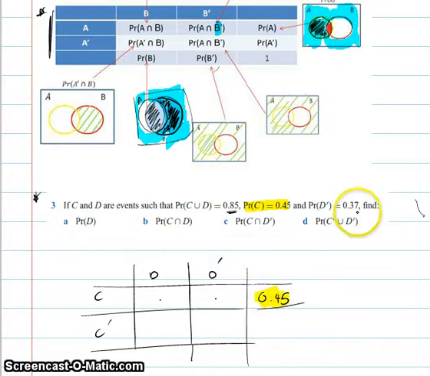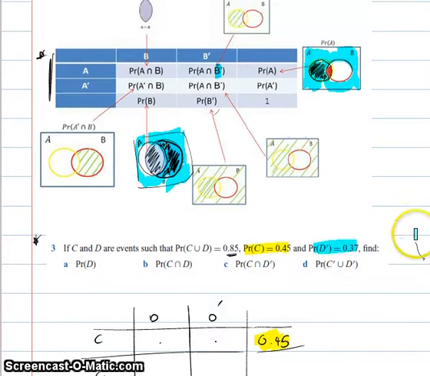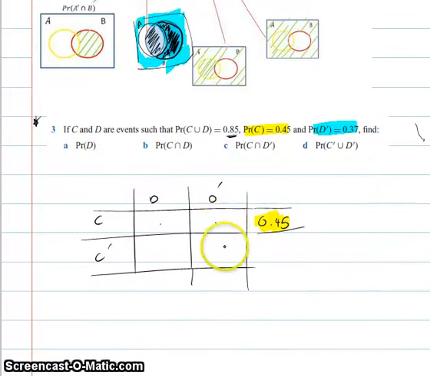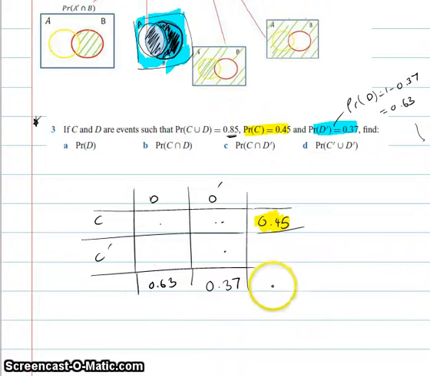Okay. Probability of not D is 0.37, and probability of not D is going to be this plus this, gives me 0.37. And then I know probability of D is 1 minus 0.37, which means 0.63. So that means this one has to be 0.63. That's the 1. And probability of not C is going to be 1 minus 0.45, so it's going to be 0.55.